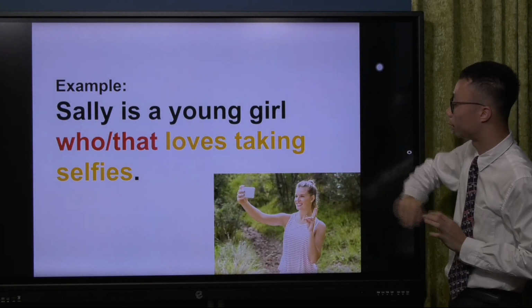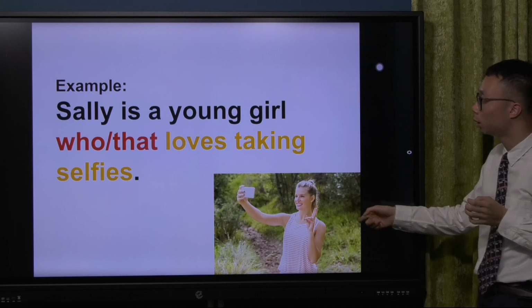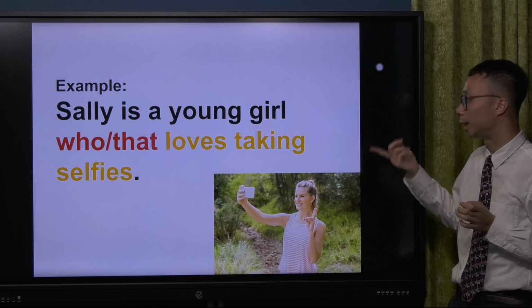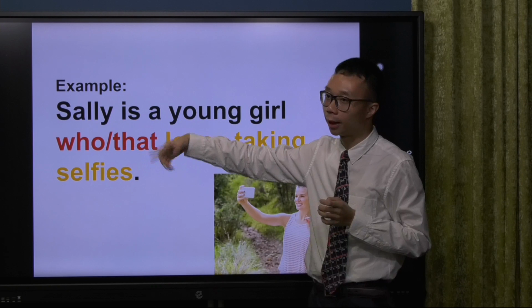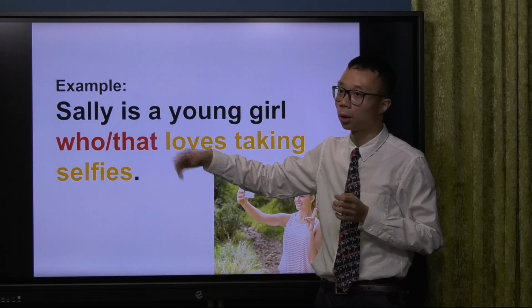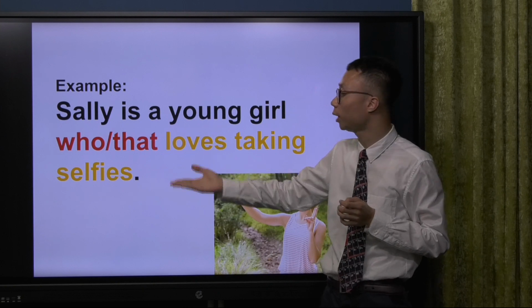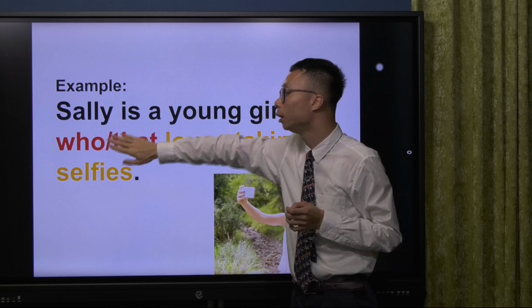And here I quickly show you another example. So this is Sally. Sally is a young girl who or that loves taking selfies. Just as I mentioned before, who and that are interchangeable. That can be referred to a person or a thing. But here we know this is Sally. We're talking about who, okay?